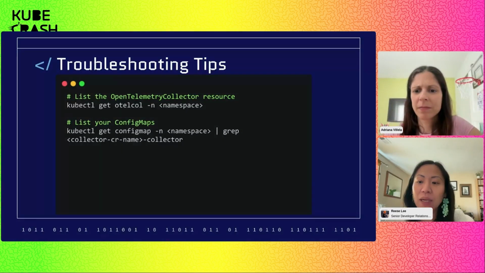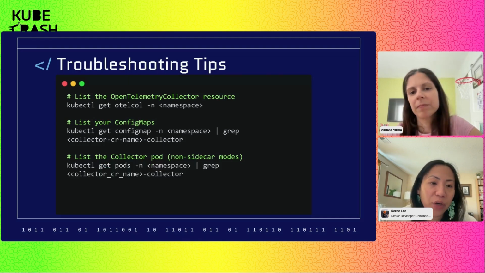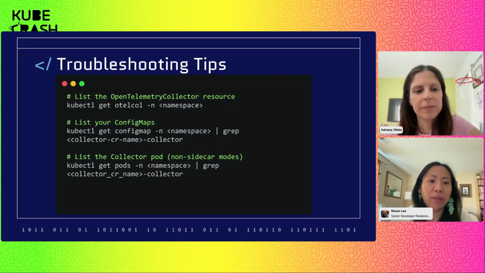So confirm that the config map was created in the same namespace as the collector and that the configurations themselves are correct. We also recommend checking your collector pods, and depending on the mode that you specified, you can use the command listed here as appropriate. So there's one for non-sidecar modes and then one for sidecar mode as well.